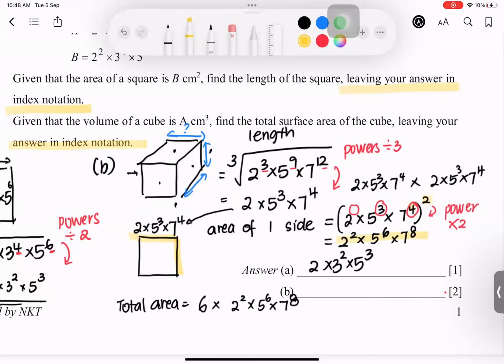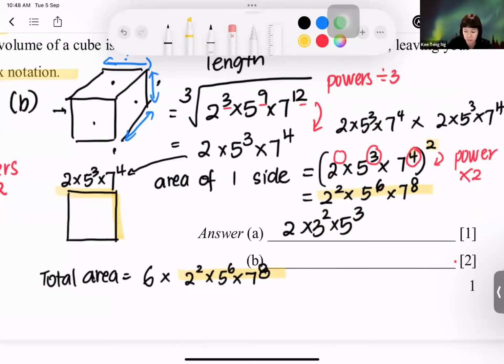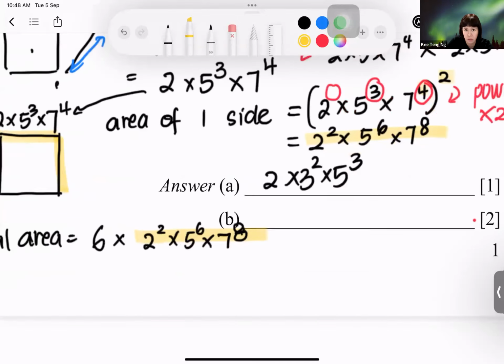Now I cannot see the screen. I must move up. Can you see?